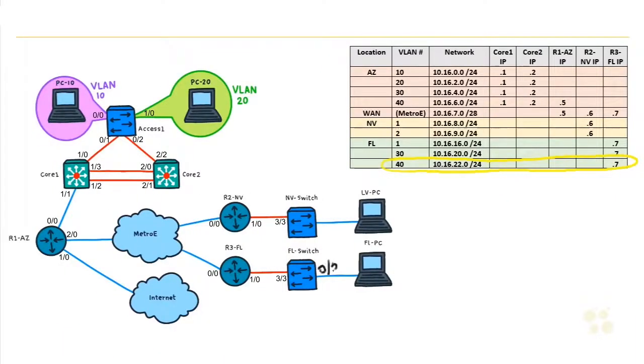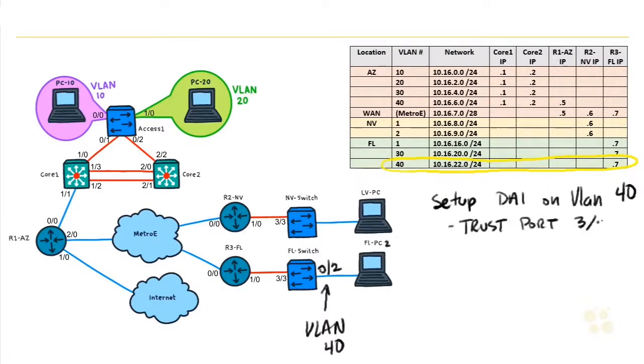So we meet with Bob, and this is what he tells us, that we're going to be doing some work in Florida, and they want to set up dynamic ARP inspection on VLAN 40 in Florida. So this port right here, gig 0/2 coming off the Florida switch, is already assigned to VLAN 40, but what we would want to do is verify, once we get there, that that's the case. So don't take too much for granted. We'll want to verify that this port is in VLAN 40.